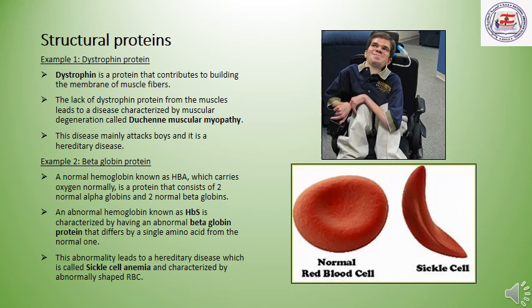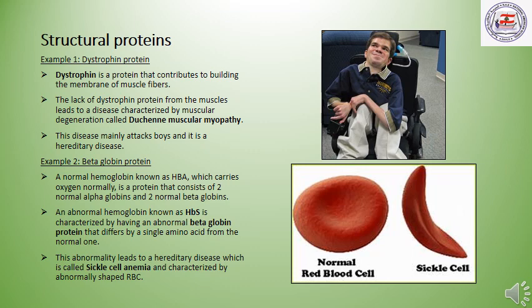Another example of structural proteins is the beta-globin protein. A normal hemoglobin, known as HbA, which carries oxygen normally in the blood, is a protein that consists of 2 normal alpha globins and 2 normal beta globins. An abnormal hemoglobin, known as HbS, is characterized by having an abnormal beta globin protein, which differs by a single amino acid from the normal beta globin protein.